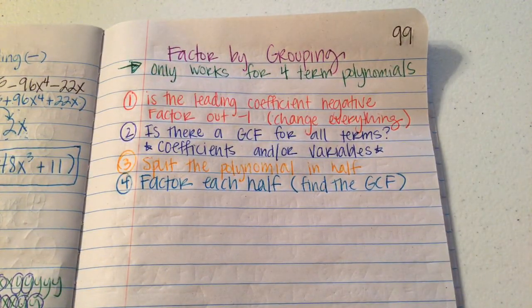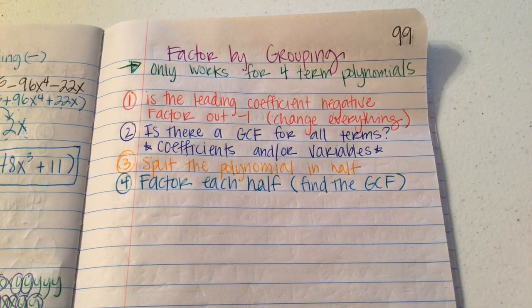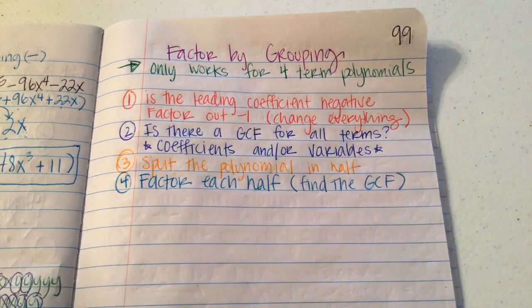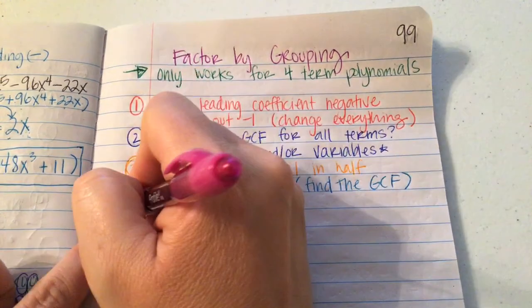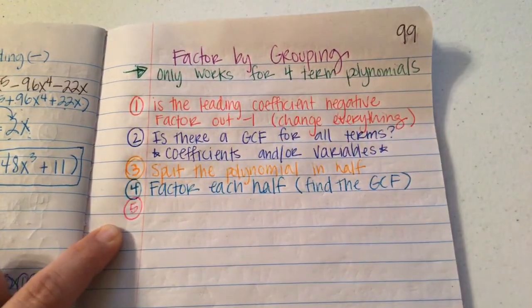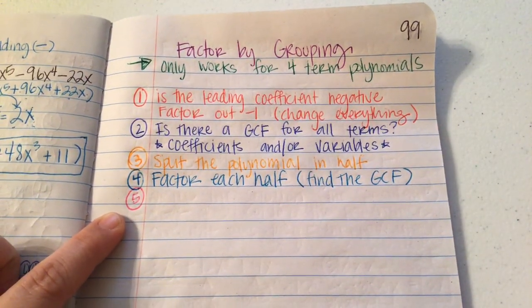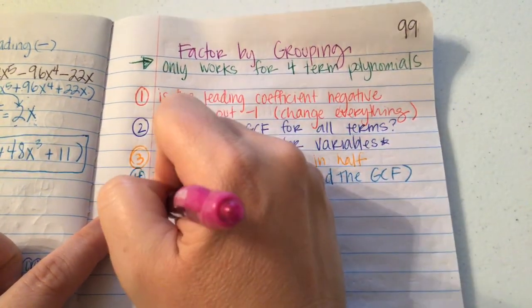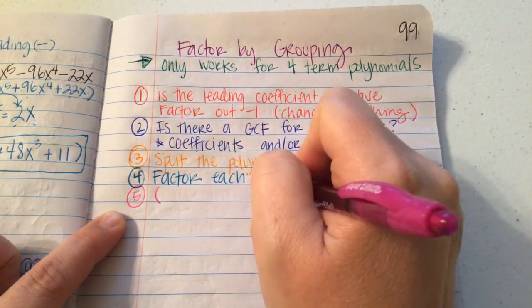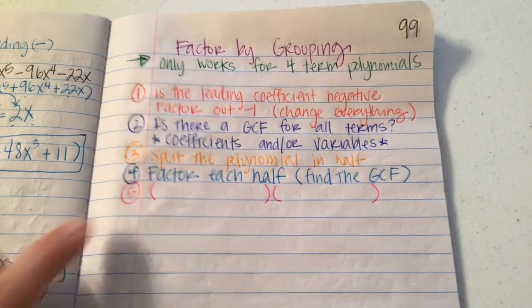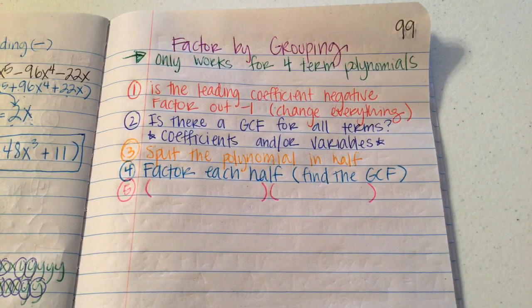And when you have a binomial now, right? It was 4 terms. We split it in half. Now it's 2 terms, 2 on each side. When you have 2 terms, we factor by finding the GCF. And then our answer is going to look like this. And it looks a little confusing now, but it will make sense once we do an example. So our answer is going to be a binomial times a binomial. And so this is what it looks like.